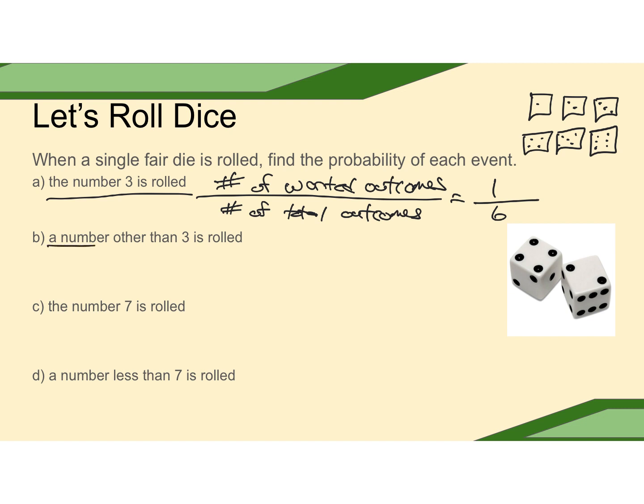The probability of a number other than 3 being rolled. So now here's an interesting way to think about it. If I don't want 3, I could want the numbers 1, 2, 4, 5, or 6, which means there are 5 ways for me to roll that dice. And the number of possible outcomes are 1, 2, 3, 4, 5, 6.